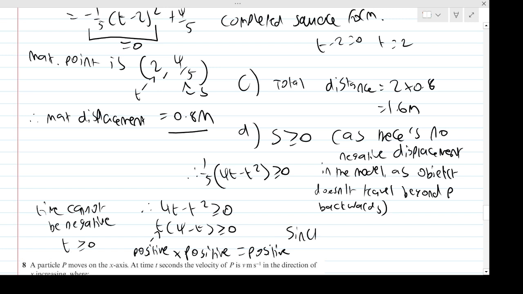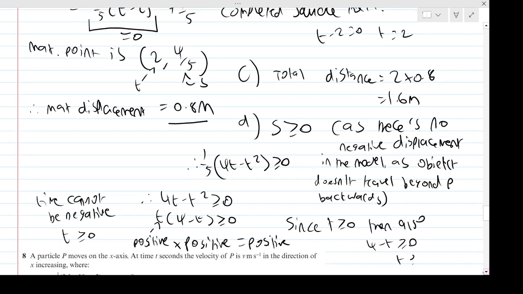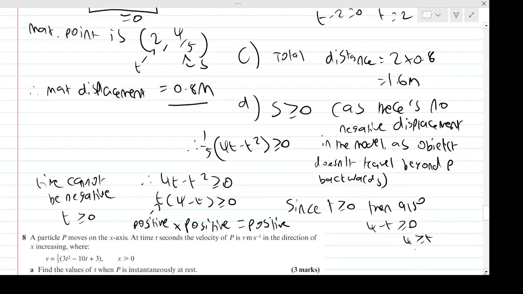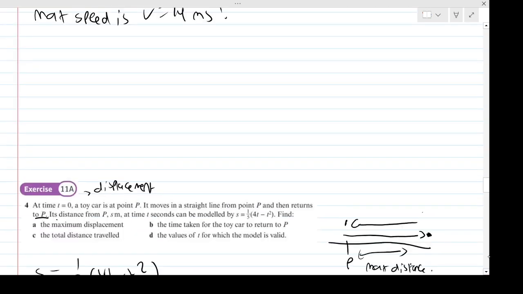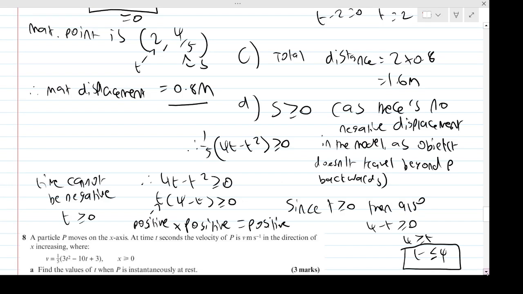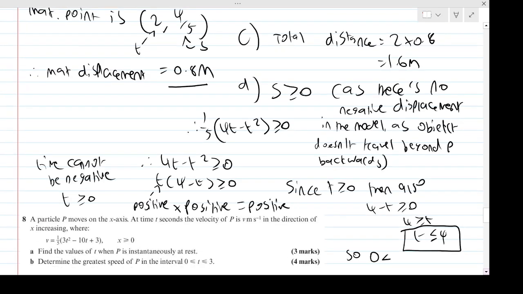So since t is positive, that also means the other factor 4 minus t has to be positive. If I solve that, I get t greater than or equal to 4, no, sorry, 4 greater than or equal to t, so that means t is less than or equal to 4. Okay, and that's the inequality that will help me here. So t has to be less than 4. So the values of t are simply between 0 and 4. So t is between 0 because it's positive and less than 4, and that is my final answer.